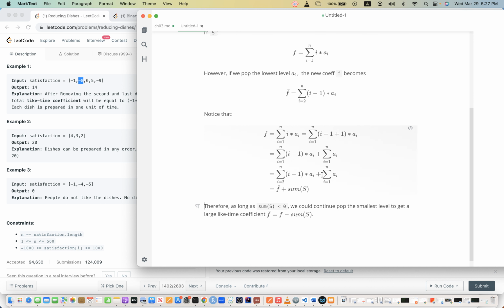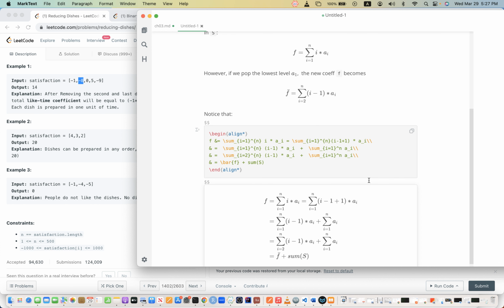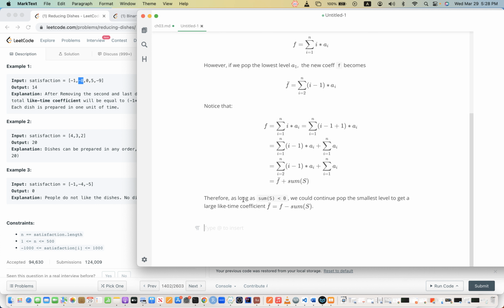Yeah, so basically we get this one, and then plus the sum. So the first one is nothing but f hat, the new lag time coefficient, then plus the sum of s. So this gives us the following observation. As long as the sum of the original s, or the satisfaction score levels, is less than 0, we could continue to pop the smallest level to get a larger lag time coefficient f bar, because f bar equals f minus sum of s. So here I will change this to be larger.